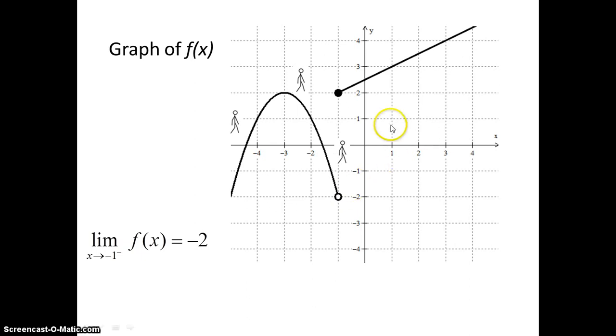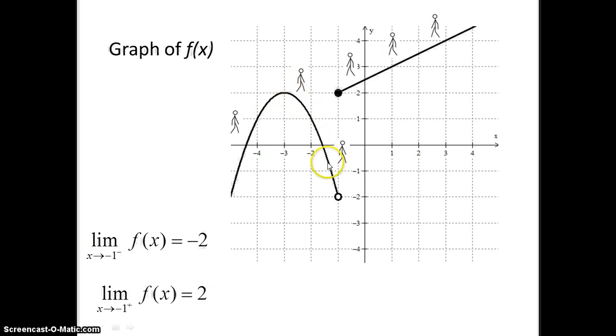Now the other one-sided limit, again, here's where x is -1, I'm going to approach it from the right-hand side. So here I have someone on the right-hand side of -1 approaching its value. And if you follow his trail here, you'll also notice he does approach a value. The value he approaches is the y value of 2. So I can say that the limit as x approaches -1 of f of x from the right-handed side is 2.